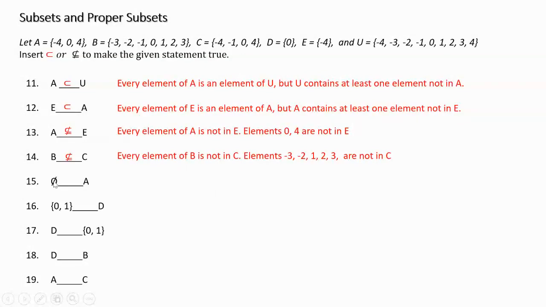Number 15, the empty set. Because remember, by definition, the empty set is a subset of every set. So for 15, the first symbol is going to go there, proper subset.